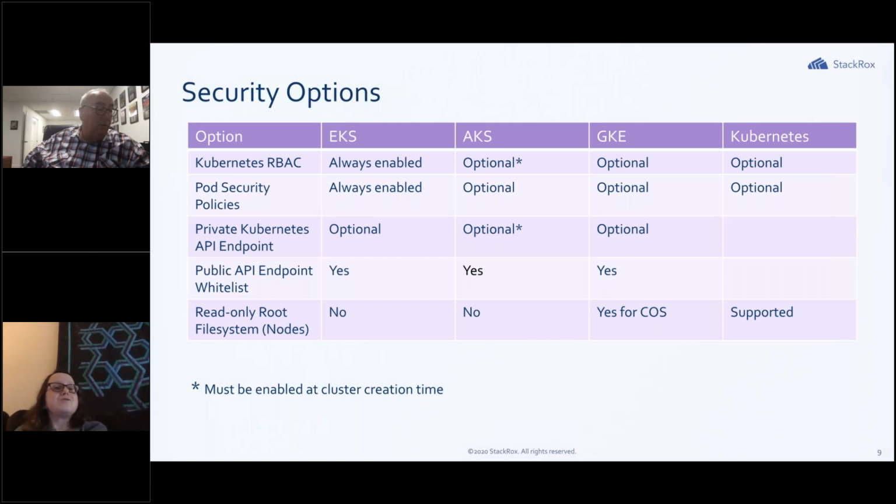So role-based access control manages what entities have what privileges on the Kubernetes API server. And as I mentioned before, the API server is how you manage your cluster. On EKS it's always enabled. On AKS and GKE, it's optional, but again, with Azure, it's one of those things where you have to opt in at cluster creation time.